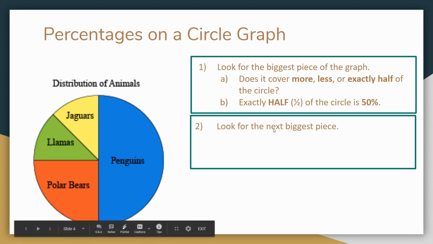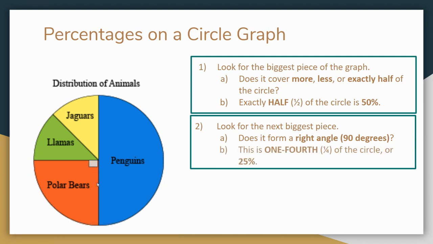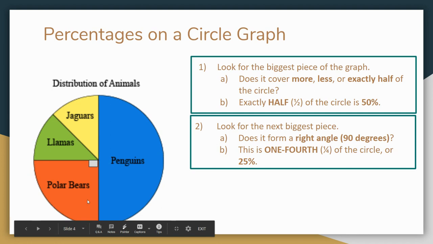Okay, then we want to look for the next biggest piece. In this case, it's going to be polar bears. We can see for this one that polar bears, that sector forms a right angle, a 90-degree angle. So because it forms a right angle, we can see that if we were to cut this circle into 4 equal pieces, polar bears would make up 1/4 of the circle. So we know that 1/4 as a percentage is 25%.